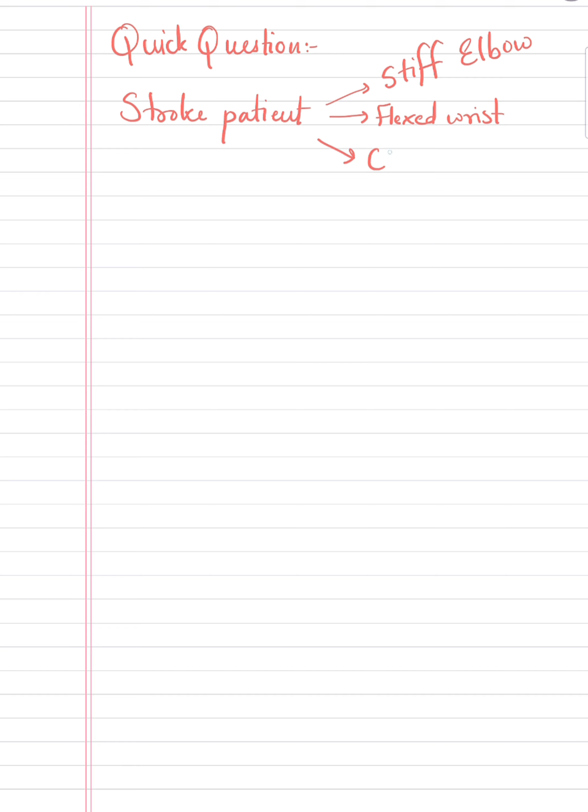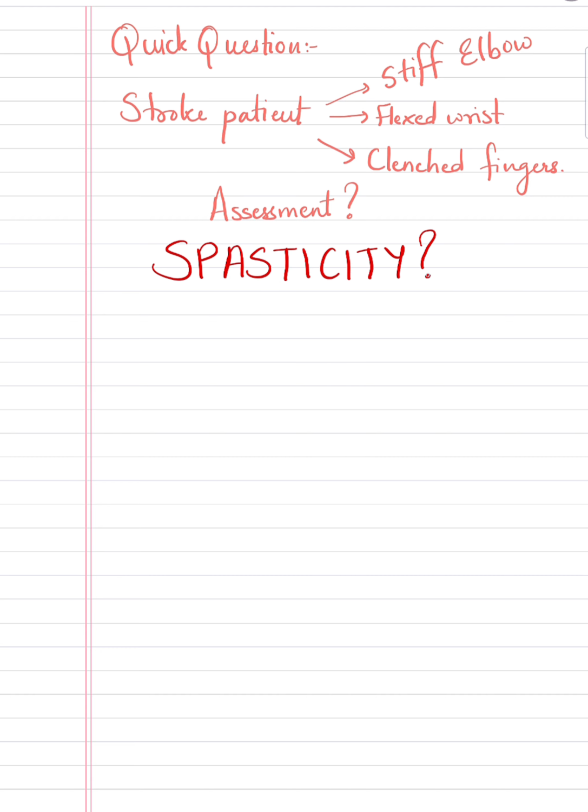Hello there. Here's a quick question for you. Imagine there's a stroke patient with features like a stiff elbow, along with a flexed wrist and clenched fingers. Now, what would you write as per your assessment? Would you label it as spasticity? If yes, this is where things get wrong because spasticity is not directly equal to upper motor neuron syndrome.